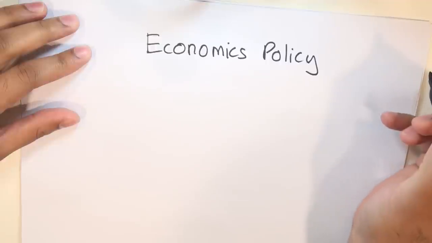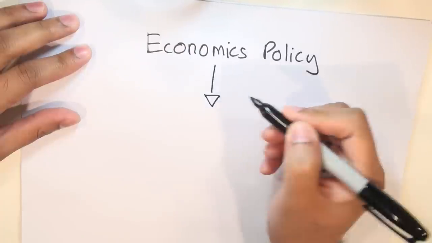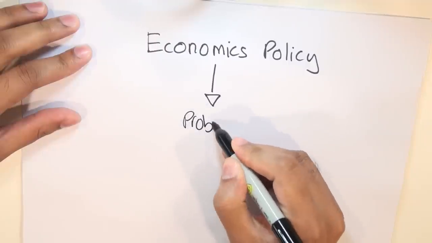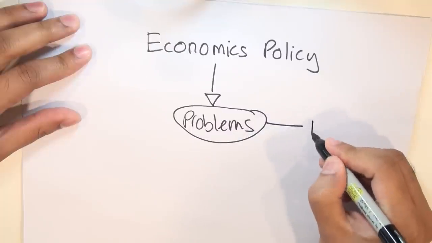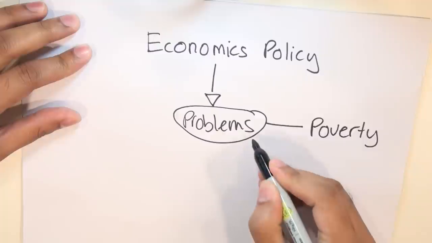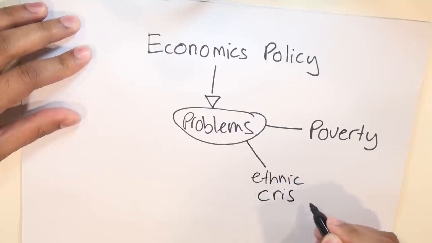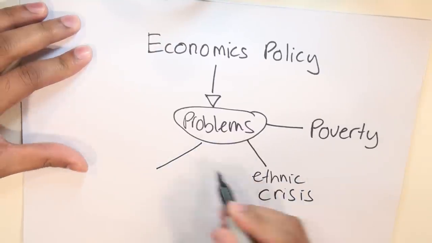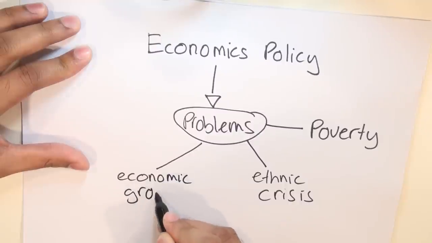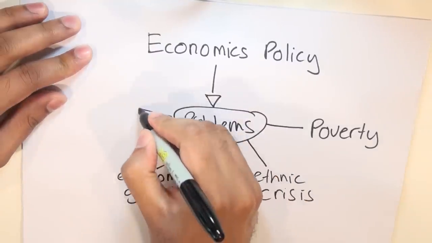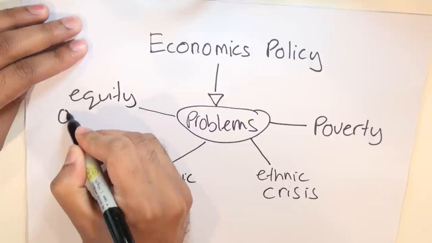Basically, before we discuss in detail the types of economic policy that were introduced by the government, let's first look at the problems that we faced in Malaysia before 1970. First, we faced the problem of poverty. Second, we also faced a problem of ethnic crisis. Besides that, we also had problems in economic growth. And of course, the thing that led to the ethnic crisis is the equity ownership.